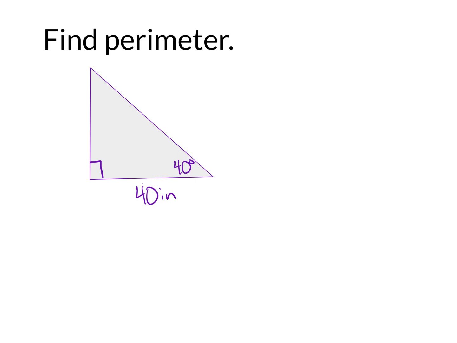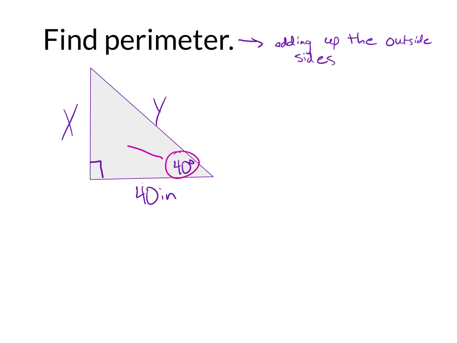Perimeter. Remember, perimeter is just adding up the outside sides, okay? So it'll be this 40 plus whatever this side is plus whatever this side is. Obviously, we're missing these two sides. So what I would do here is I would just call this x and y. And we'll find each of those, and then we can add them together to find the perimeter.